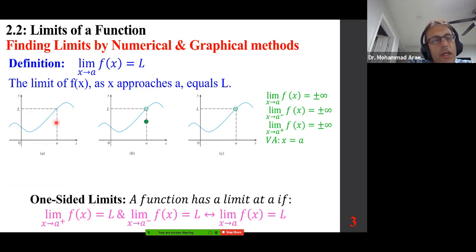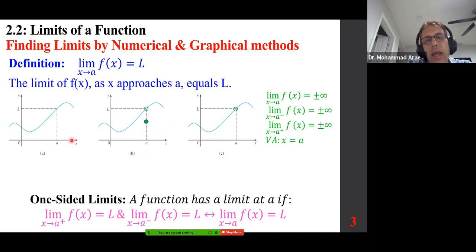If you look at the first case, also f of a equals L. Why is that? Because it's just continuous, and it's a continuous function. There is no hole. If you look at part B, there is a hole here. So f of a is not equal to L. What is it equal to? To the y coordinate of the solid point, whatever it is.